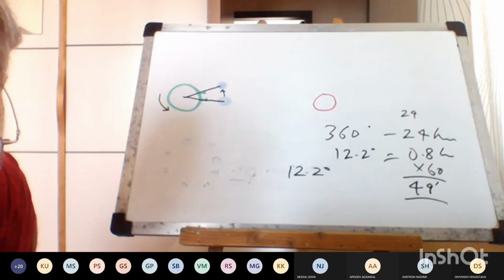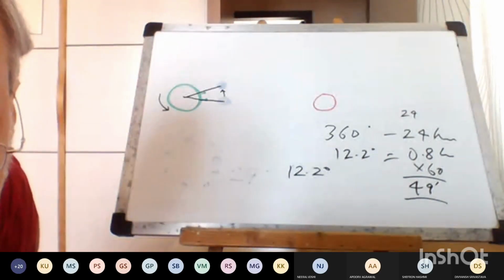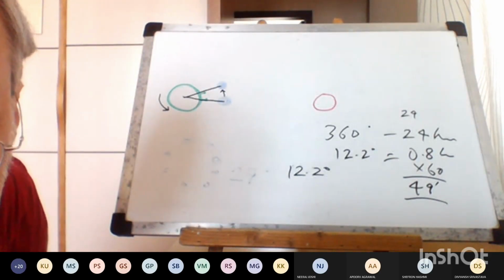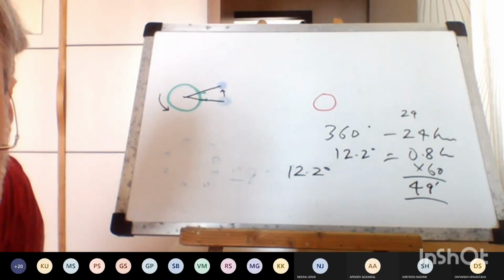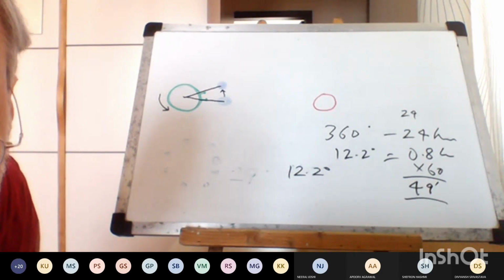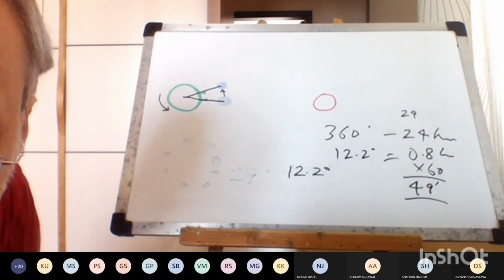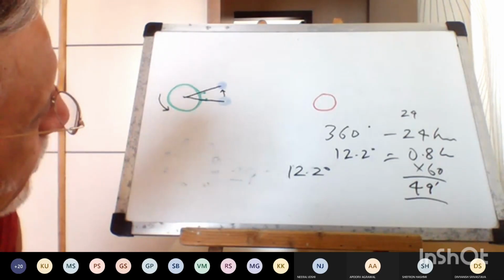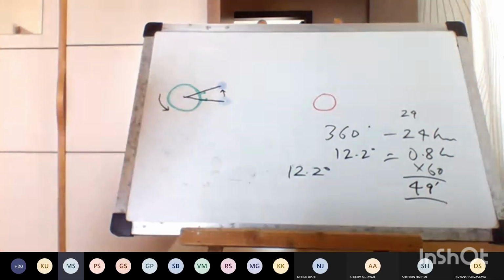So if my rising was today at 6 in the evening, tomorrow rising will be what? 6:50. Yes. The next day rising will be again 7:40, because the earth has to rotate a little more to come to the same position. Am I right? Yes, sir.